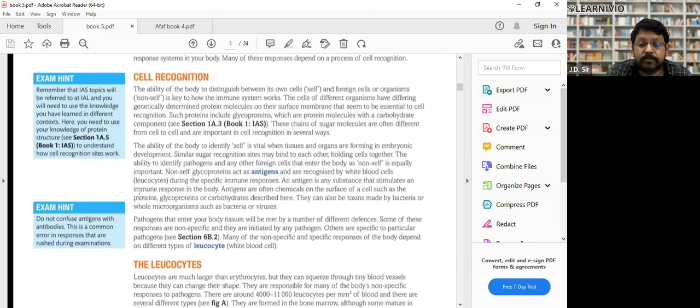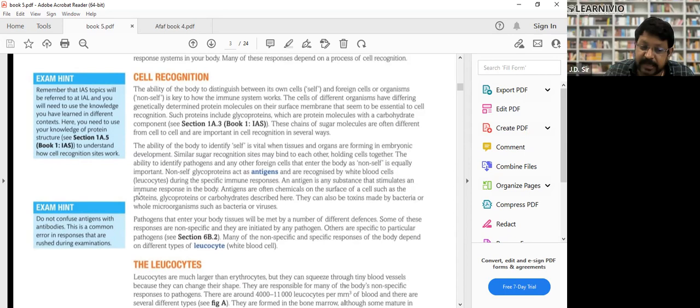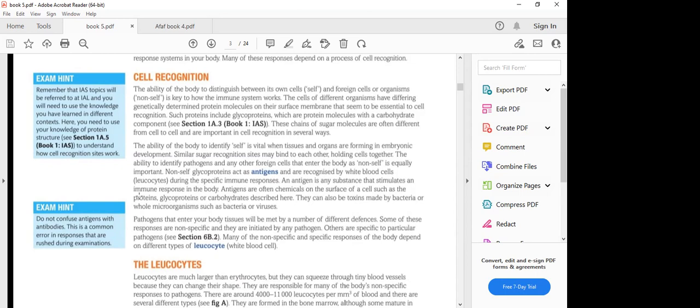Okay. Antigen. So antigens are living or non-living things that come from outside and initiate the production of antibody in our body. They are called antibodies. Right? Let me tell you what that is, basically.